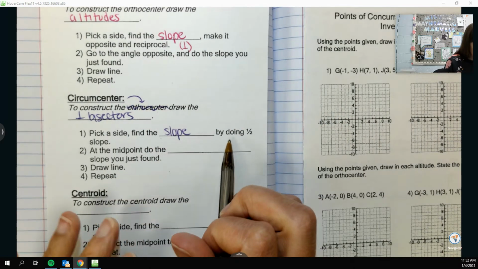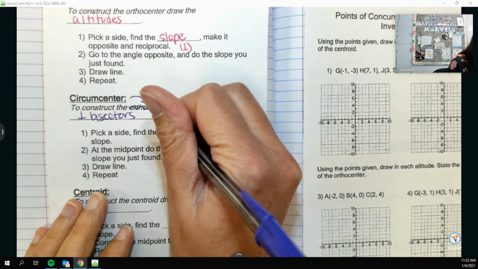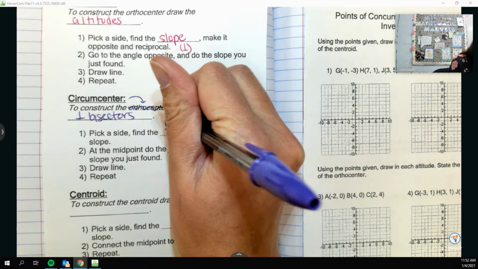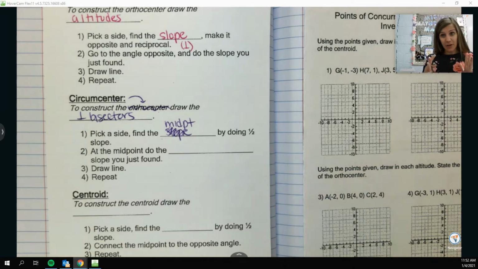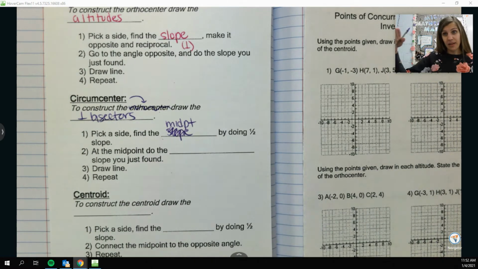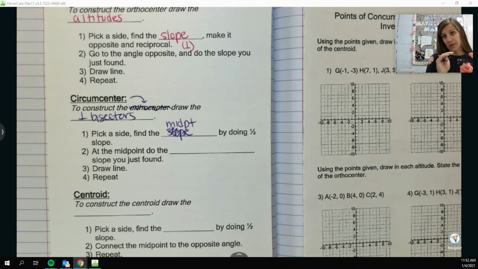and I need to do, oh no, I'm sorry. I will find the slope eventually. This is the midpoint though. Oops. Find the midpoint by doing half slope. Okay, so I find the length of that line, or by doing the slope. So if I have to rise 6 and run 2, instead I'll rise 3 and run 1. So we'll do half slope to find the midpoint. That'll get me the bisector part.